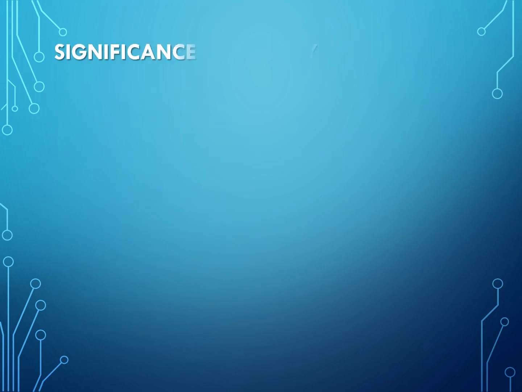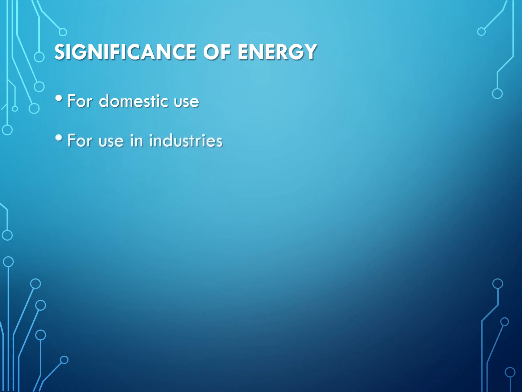Look at the significance of energy. Energy is used for domestic use. We use energy for very many purposes: for cooking, for lighting houses, for operating small machineries at home, and all that. Then it is also used in industries. Most of the industries use energy for different purposes. It is used in transportation; we need petroleum and diesel and all manner of fuel in the transport sector.